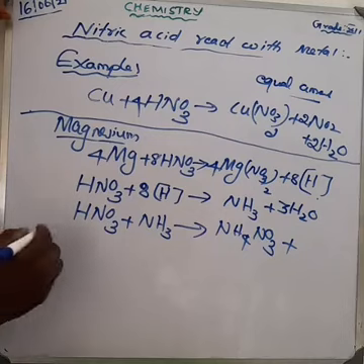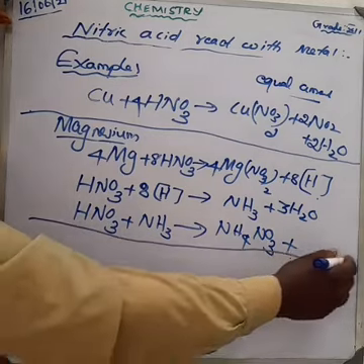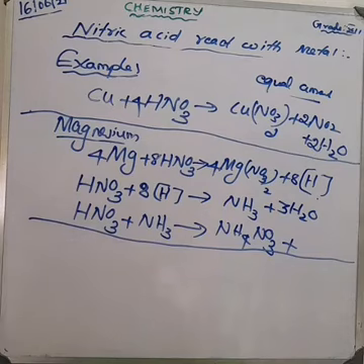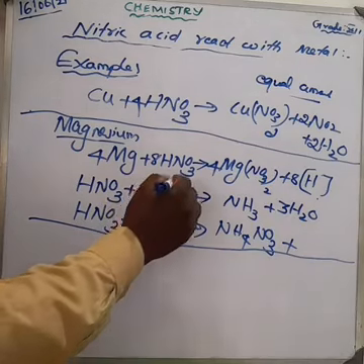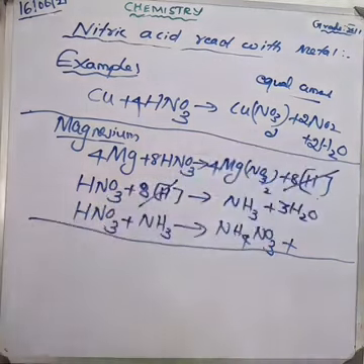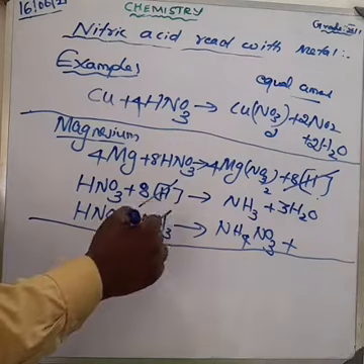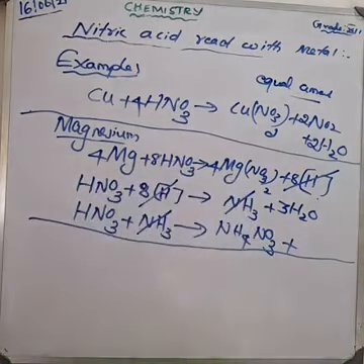Next, we can write the overall reaction. What is possible for the overall reaction? Which can be cancelled? The 8 nascent hydrogen can be cancelled. Next, ammonia can be cancelled. Next, there is nothing else possible for cancelling. Next, we can write the overall reaction.